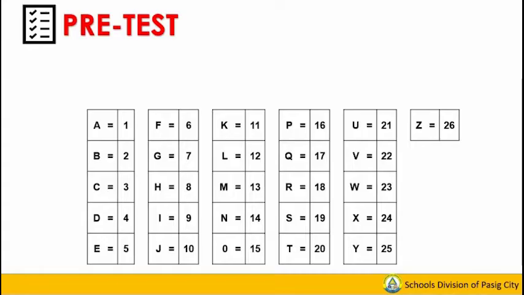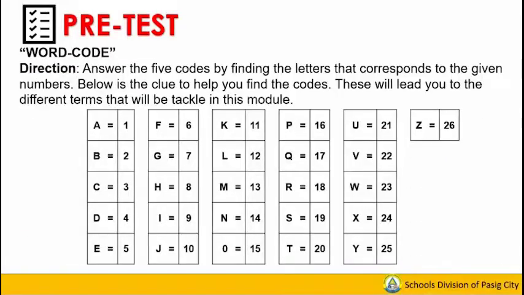Let's have first a pre-test. Word code. Answer the 5 codes by finding the letters that correspond to given numbers. Below is the clue to help you find the codes. This will lead you to the different terms that will be tackled in this module.